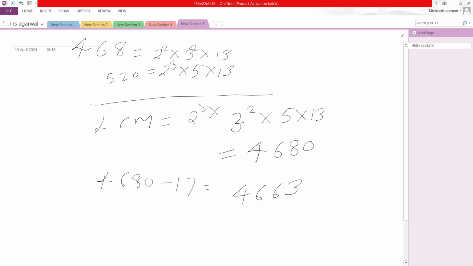Suppose we add 17 to 4663. The number will become 4680, which is totally divisible by 468 and 520. So these are some applications of HCF and LCM. You have to practice a lot to get the flow.